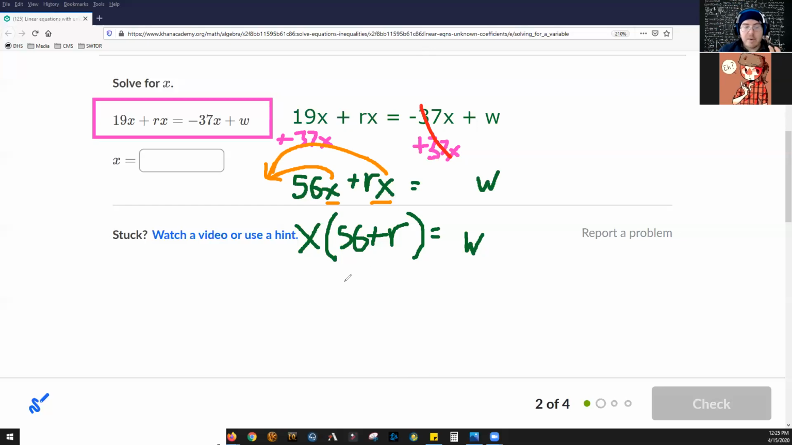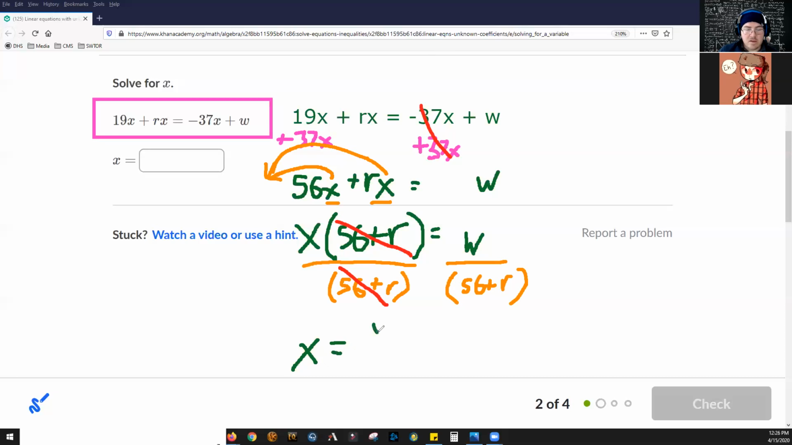So now, again, we want to get x by itself. Right now, x is being multiplied by this big binomial. So if we just divide by that binomial, 56 plus r, on both sides, as gross as it looks, according to our abstract rules, if you divide by the same thing, that makes 1. So what you end up with is that x equals w over 56 plus r.